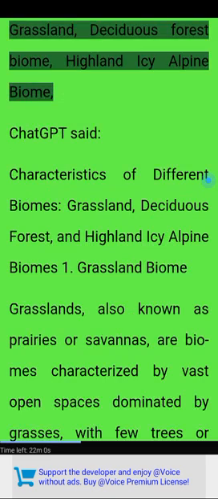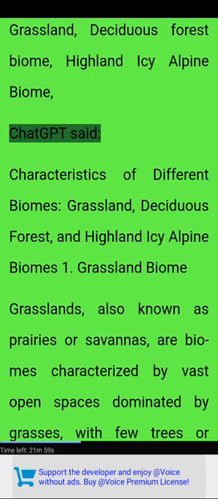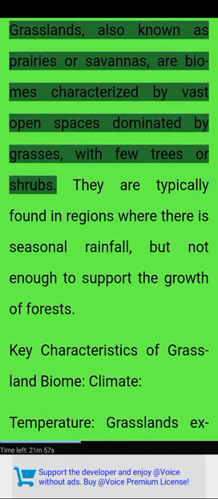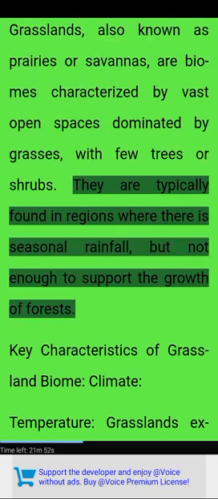You said: grassland, deciduous forest biome, highland icy alpine biome. ChatGPT said: Characteristics of different biomes: grassland, deciduous forest, and highland icy alpine biomes. 1. Grassland biome. Grasslands, also known as prairies or savannas, are biomes characterized by vast open spaces dominated by grasses, with few trees or shrubs. They are typically found in regions where there is seasonal rainfall, but not enough to support the growth of forests.